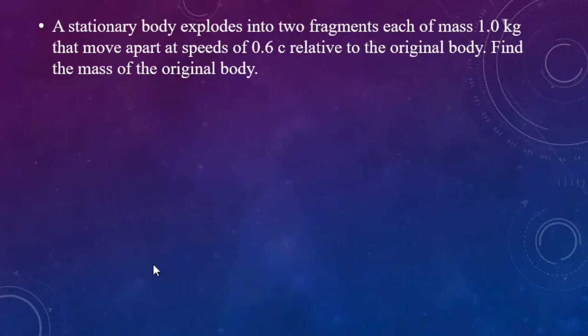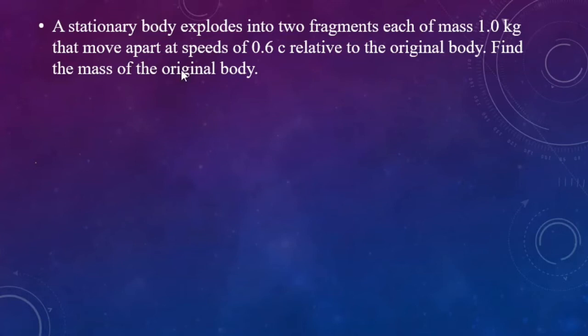Try to solve problems on relativistic momentum and relativistic energy. Okay, so let's start. Let's solve sample problem number 1. A stationary body explodes into two fragments, each of mass 1.0 kilogram, that move apart at speeds of 0.6c relative to the original body. Find the mass of the original body.